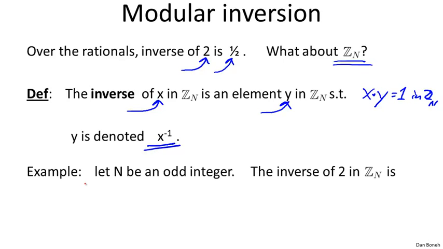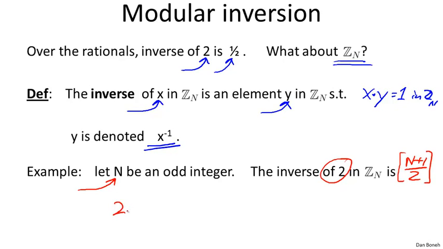So let's look at a quick example. Suppose n is some odd integer, and I ask you what is the inverse of 2 in Zn. So it's not too difficult to see that the inverse of 2 in Zn, in fact, is (n plus 1) over 2. And you can see that this is an integer because n is odd, therefore n plus 1 is even, and therefore (n plus 1) over 2 is in fact an integer in the range 1 to n as required.